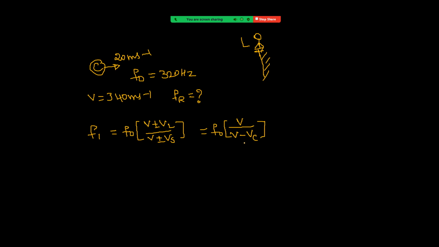So this is the frequency observed by that person. Right? Now this sound is reflecting from the wall. That means now we are taking the wall as a source, and the car driver as listener. It is now step two. In step two, we are taking the wall as a source, whose frequency is F1. The source is stationary because the wall is not moving. Now the car driver becomes the listener. So the listener moves towards a source which is at rest.